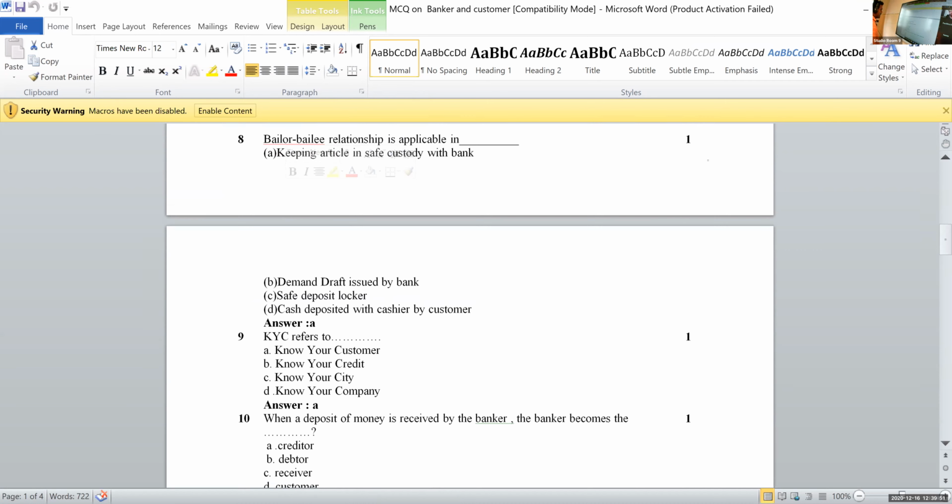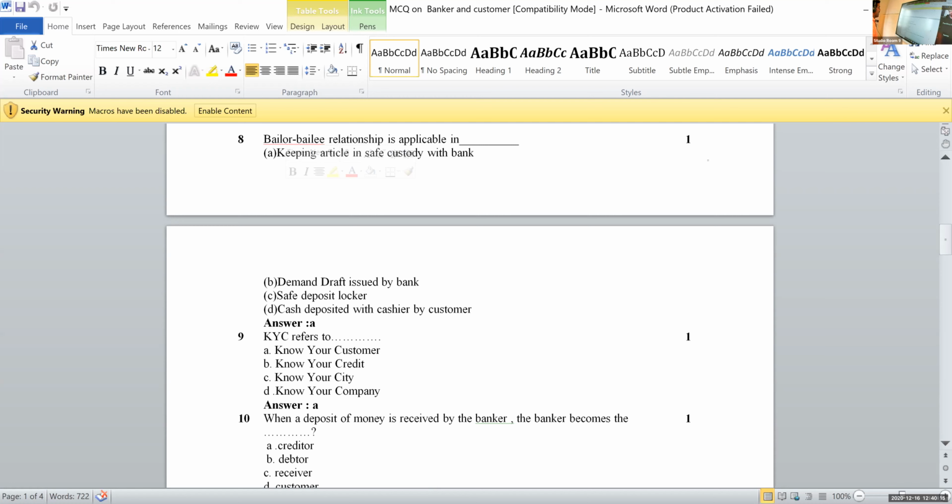Next one: the bailor-bailee relationship is applicable in keeping articles in safe custody with the bank. Bailment of goods for safe custody, that relationship is bailor-bailee.